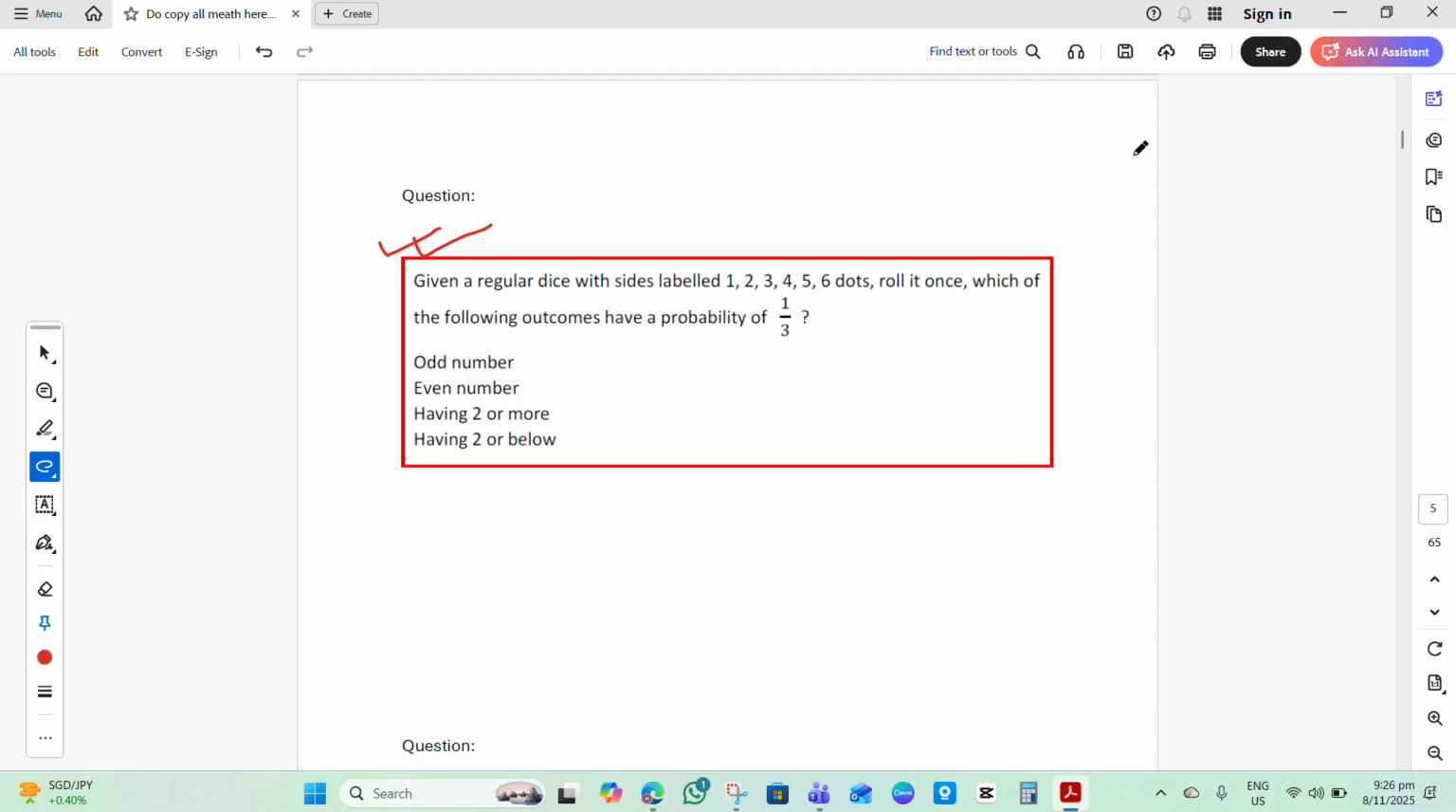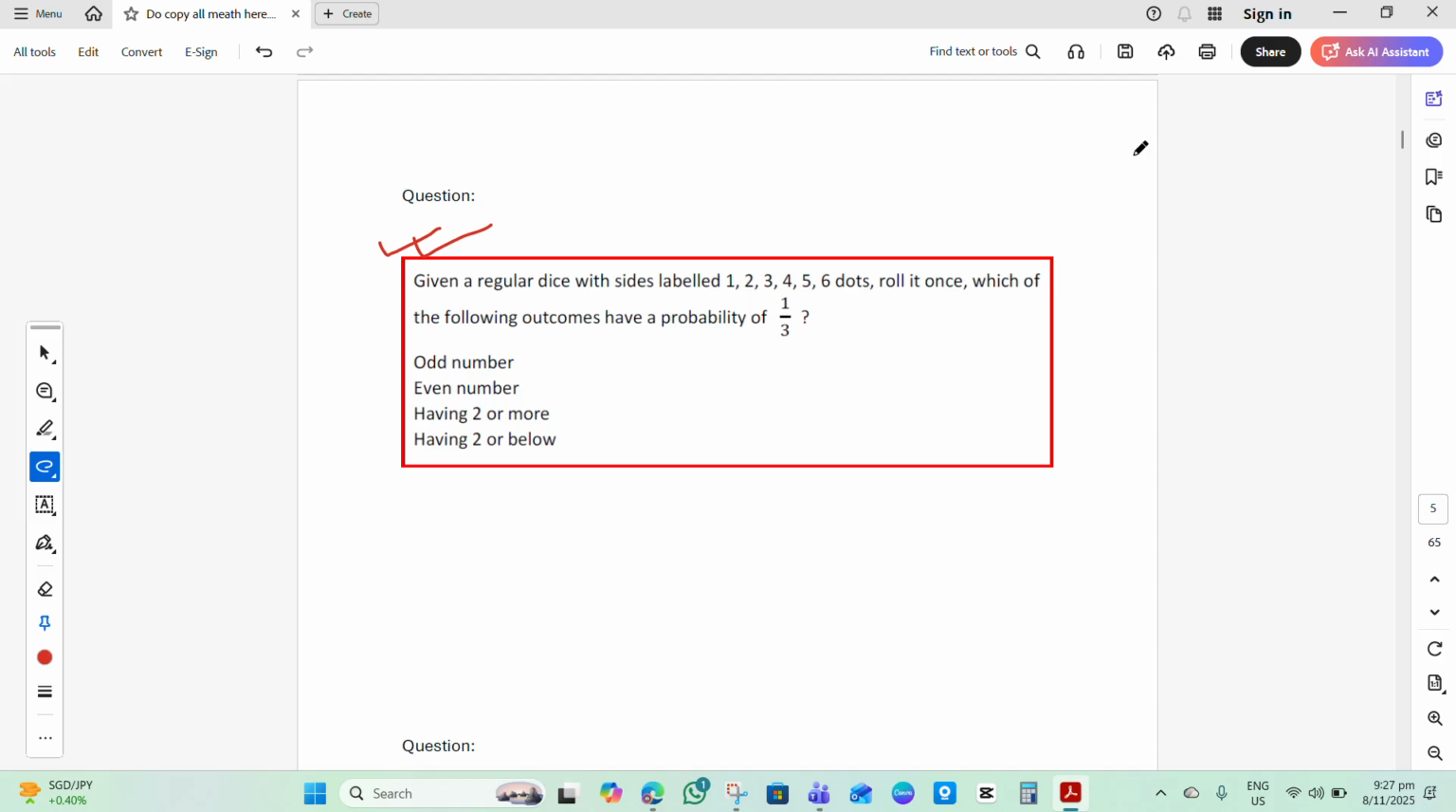Okay. So come to the question. The question says that given a regular dice with sides labeled 1, 2, 3, 4, 5, 6 dots, roll it once. Which of the following outcomes has a probability of one third? So the question is asking, if we throw the dice one time, what is the probability of it coming up, what is the percentage.